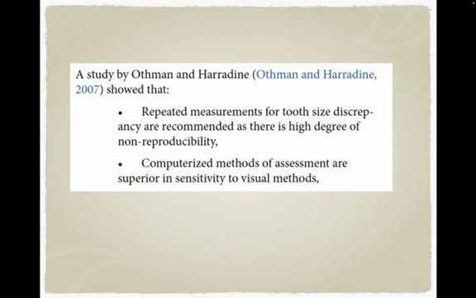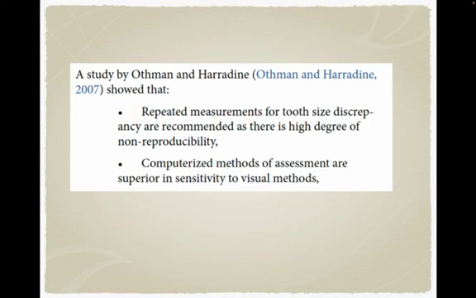Othman and Haradine studied Bolton analysis, and they said that repeat measurement for the tooth size discrepancy is recommended. And why is that? Because it's highly not reproducible. The cause for that is that you have to measure the mesodistal width of the whole 12 teeth in the upper and the whole 12 teeth in the lower. And we said before in the space analysis, this will result in an accumulative error. So you do a measurement 12 times in the upper, 12 times in the lower. That will mean 24 measurements.